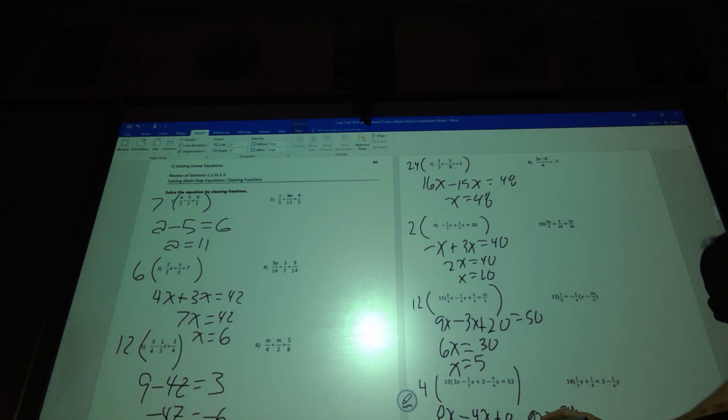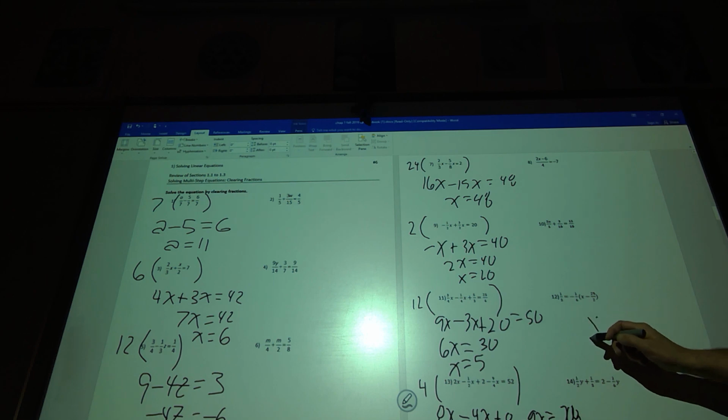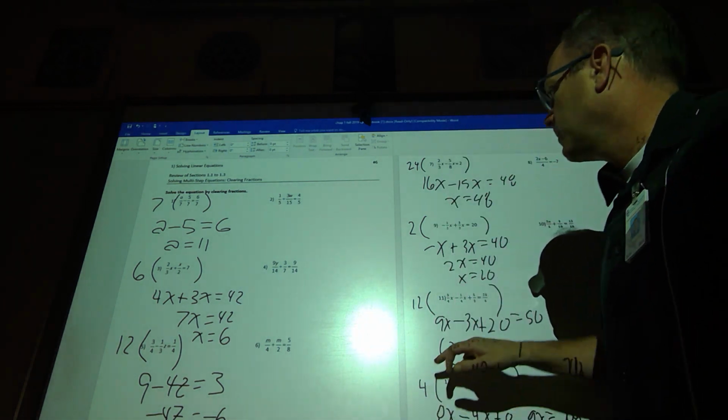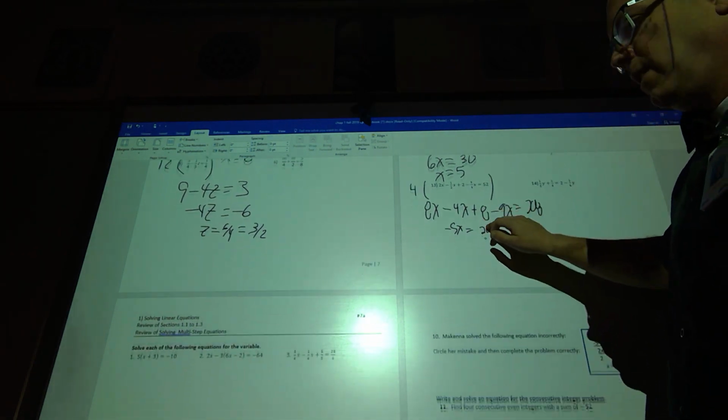And then combine like terms, so 8x minus 4x is 4x. 4x minus 9x is -5x. I'm going to subtract 8, so I get to 200. So divide each side by -5, so I'm going to wind up with x is equal to -40. That takes care of that.